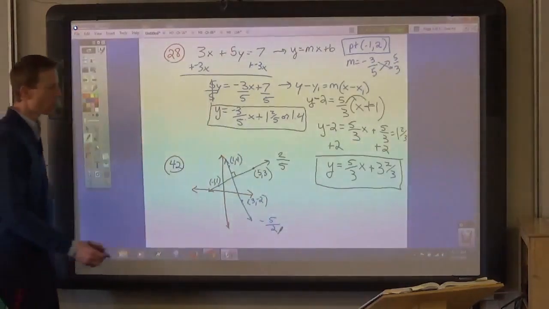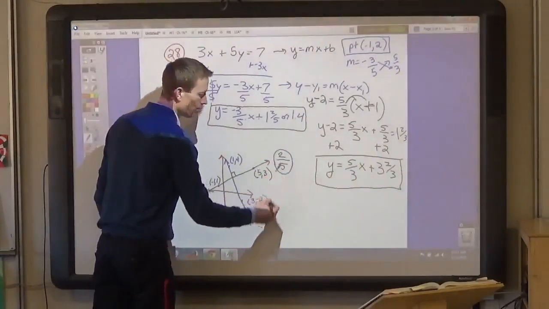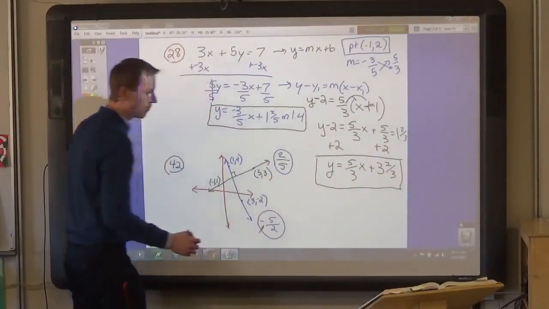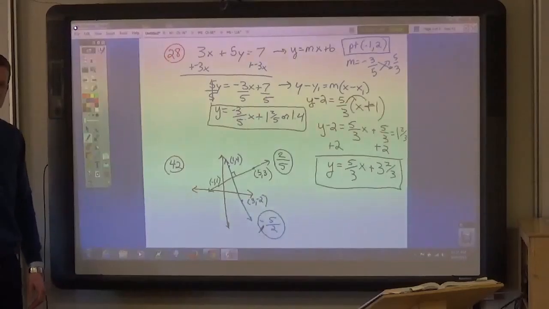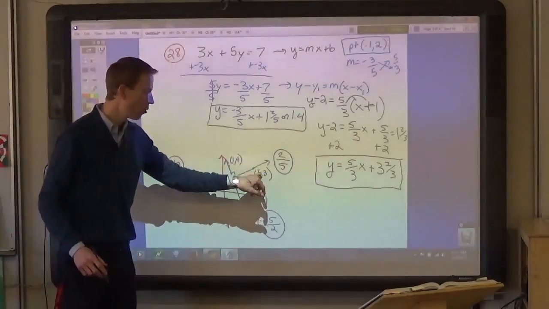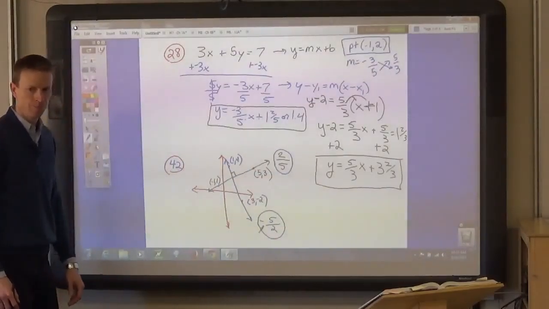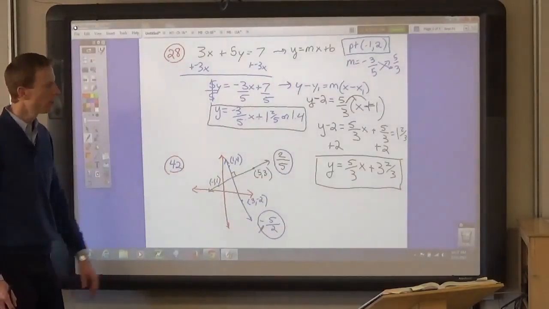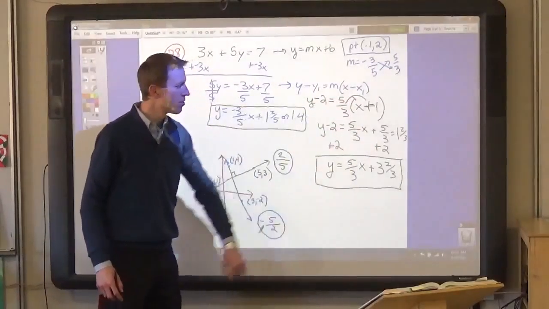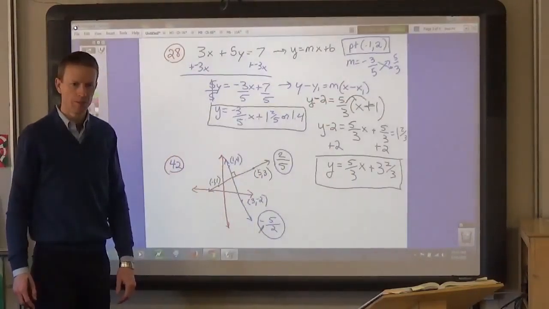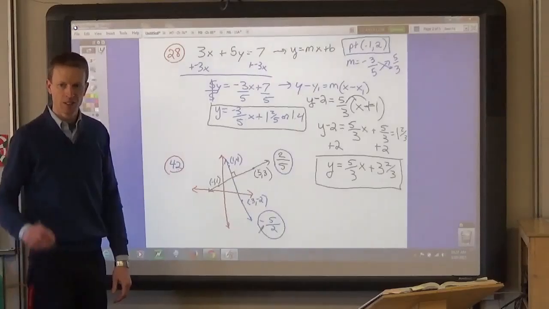So now that we have the slope for each one, now we have to write an equation using one of the points and the slope. Okay? Just like we did before. Once you have the slope, now use a point and the slope. Okay? So, start writing.